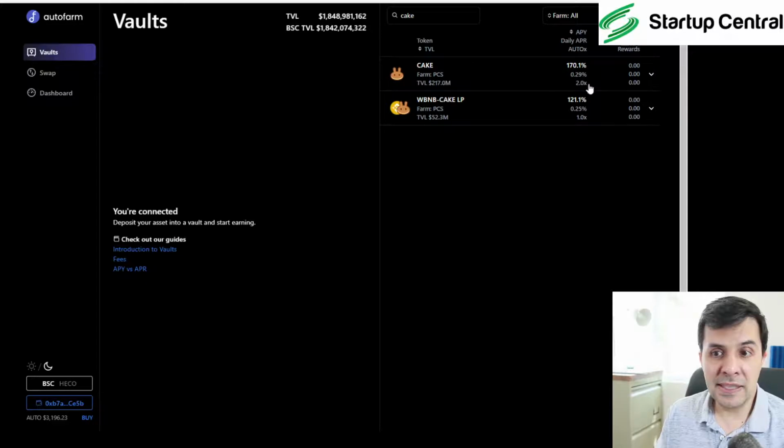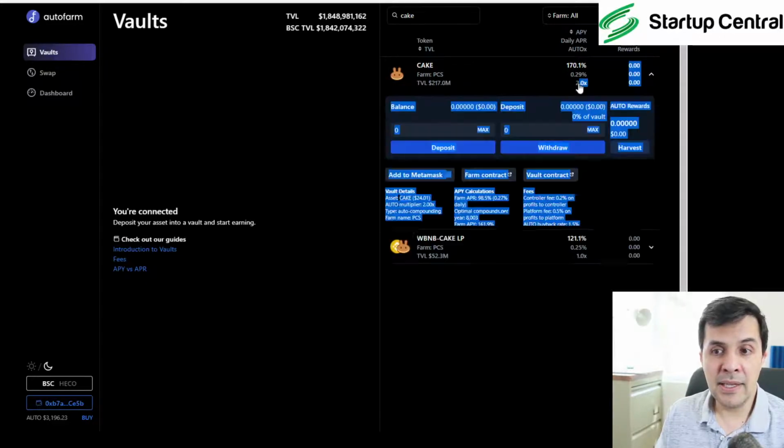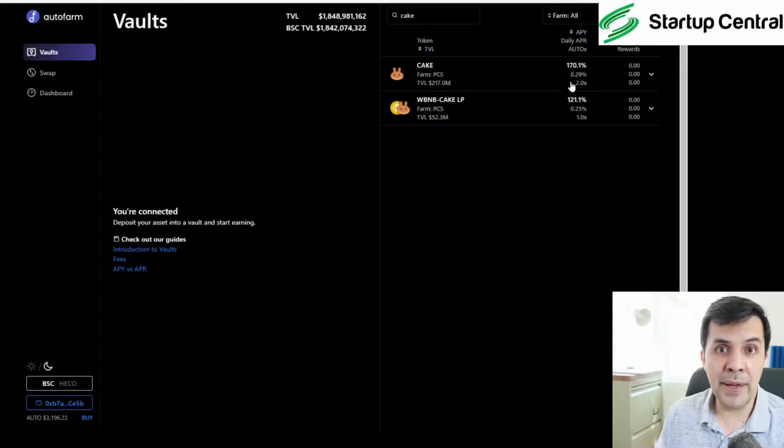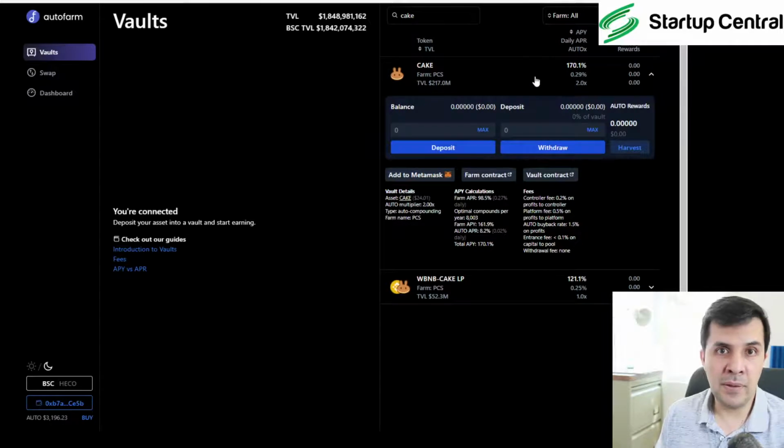Here you will see they provide 2.0x auto for every investment or every Cake you invest. As you can see, if you go here, you will see that the vault is Cake. It's actually in PancakeSwap, so it's here. PCS is PancakeSwap. The asset is Cake, which means that's the token you are investing. And the multiplier, as we saw above, is 2x. What that means is, let's go back here.